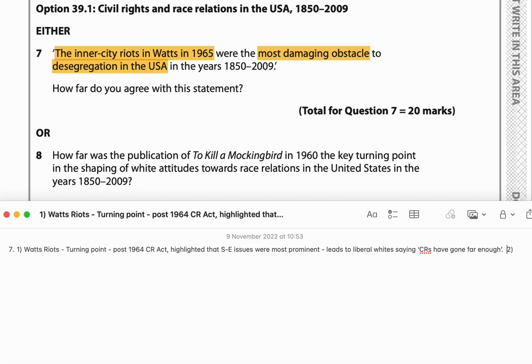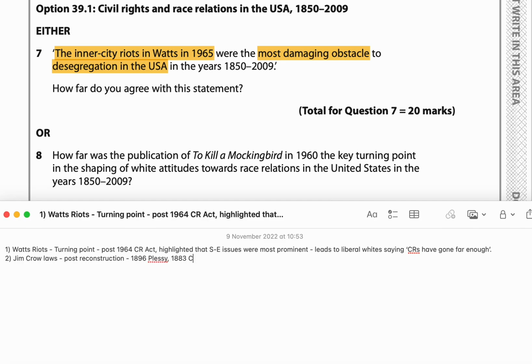So the other thing that we could talk about, paragraph 2, could obviously be Jim Crow. So Jim Crow laws after Reconstruction. And I would talk about the Plessy case and say that this is more of an obstacle to desegregation.